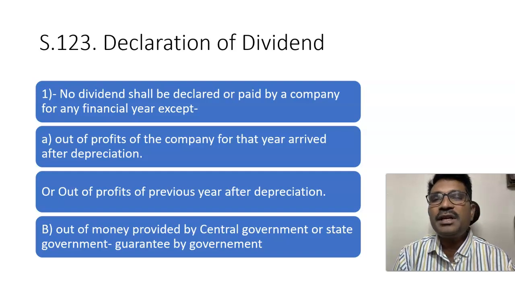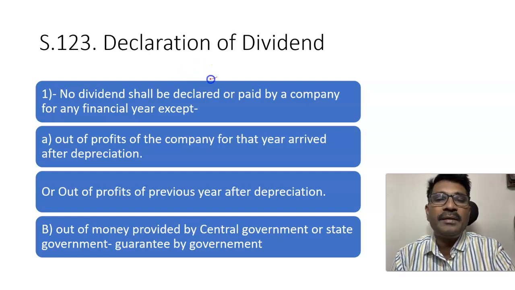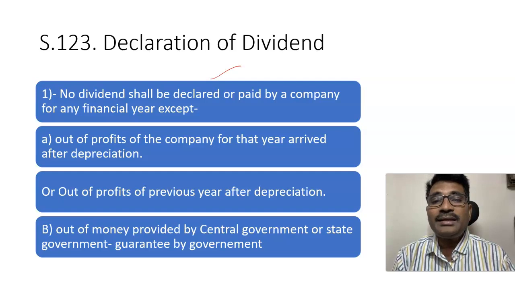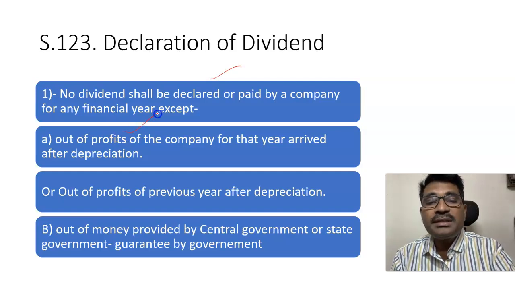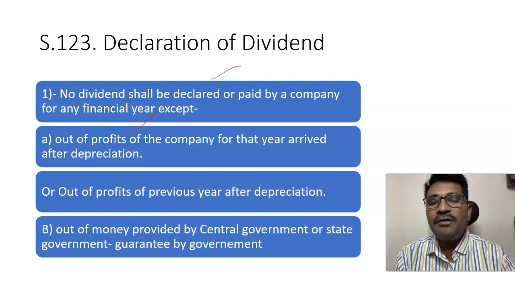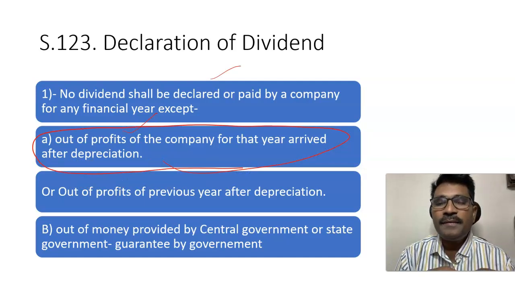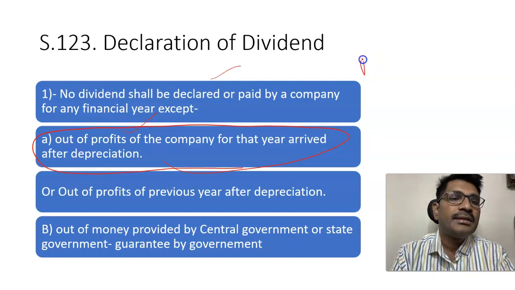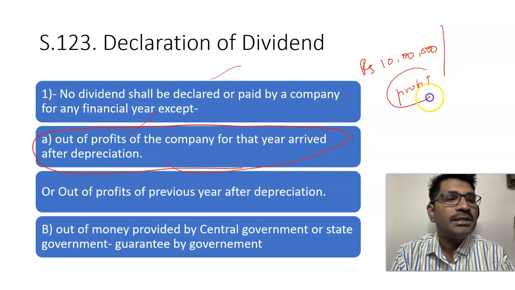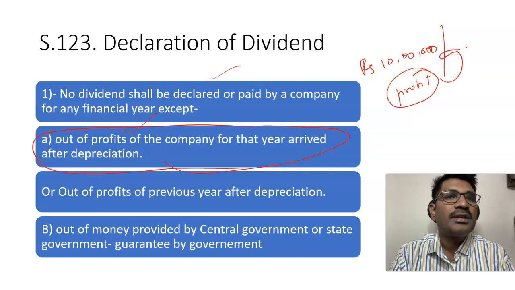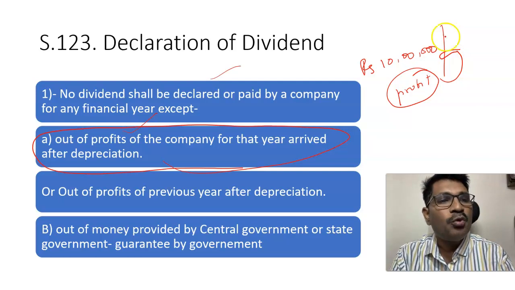Now, the language of the company law starts like this: no dividend shall be declared except out of the profits for that year arrived at after depreciation. Now try to understand a simple example. If the company gets, say for example, rupees 10 lakh as a profit, it is not supposed to declare the dividend out of these profits.